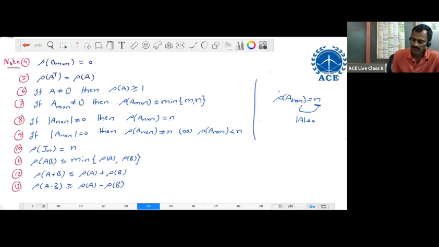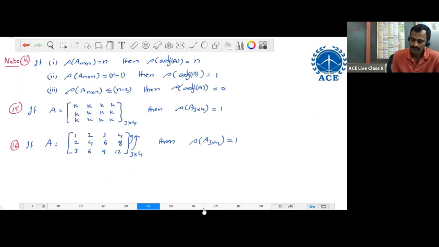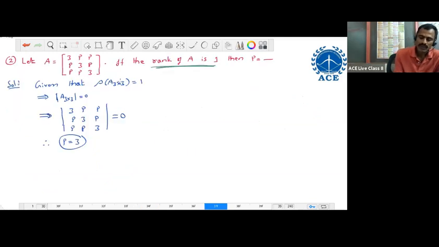According to this result, we are writing it here. For this given 3 by 3 square matrix, rank is 1. So rank is not equal to its order. Therefore, the matrix is singular. Use the singular condition and try to get the P value.